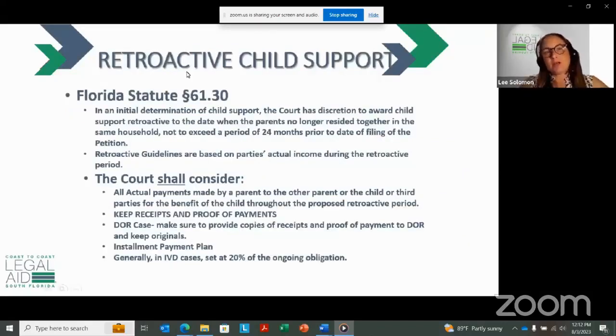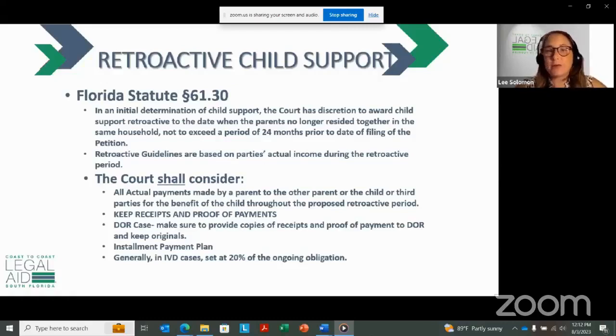The next topic we're going to talk about is retroactive child support. Retroactive child support is also known as back pay. Sometimes it takes a little while for someone to get to court. And so Florida Statute 61.30 provides that in an initial determination of child support, the court has discretion to award retroactive child support to the date when the parents no longer resided together in the same home, but not to exceed a period of 24 months prior to the date of filing of the petition.